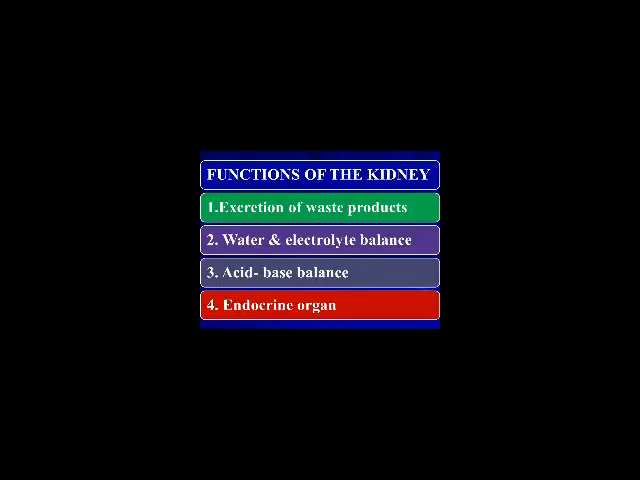Now the kidney has many important functions in the body. Mainly these are categorized into 4. The main function is excretion of waste products in the form of urea and creatinine. Secondly, water and electrolyte balance, then acid-base balance, and endocrine function. Many hormones are secreted by the kidney, like erythropoietin, renin, vitamin D, and various prostaglandins.